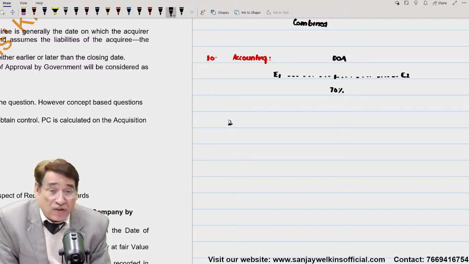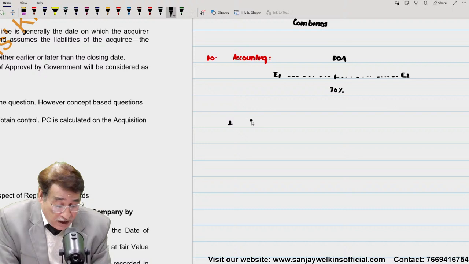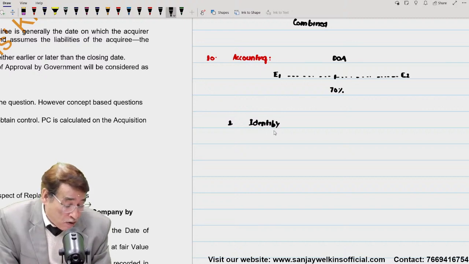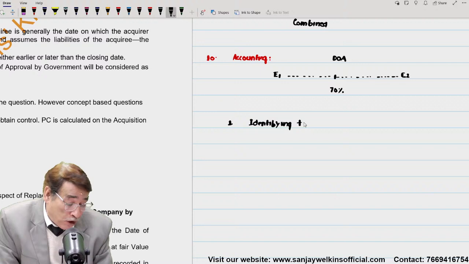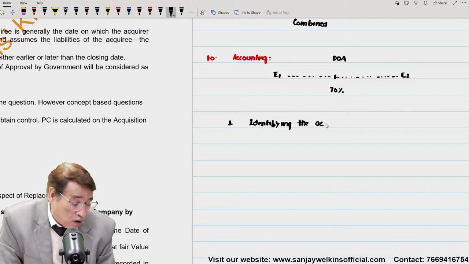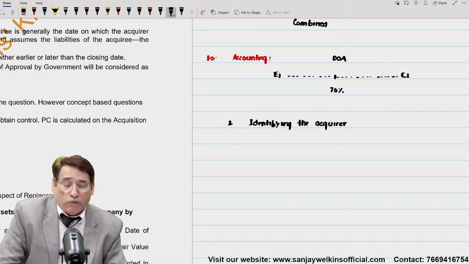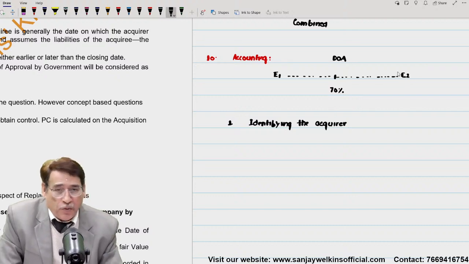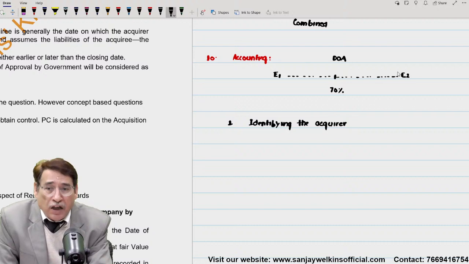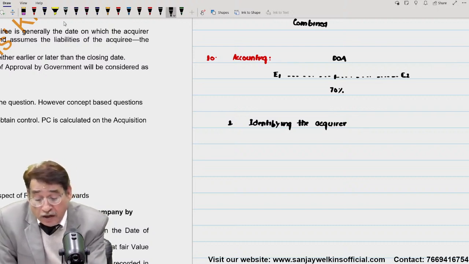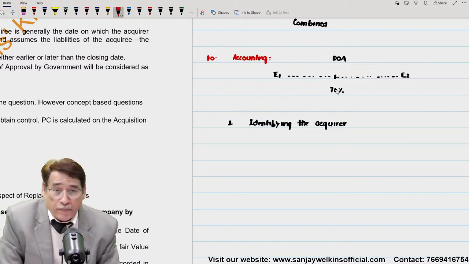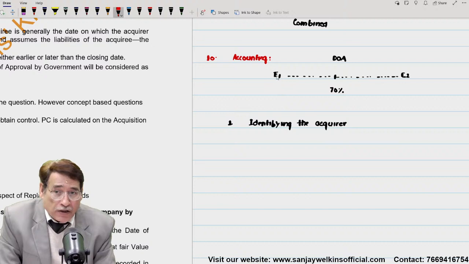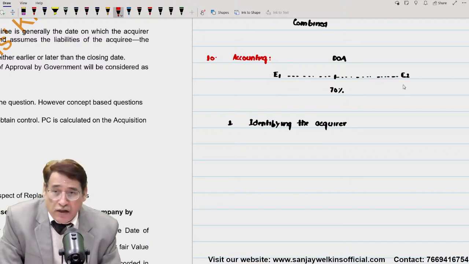So what are the steps involved in doing the accounting? The first step, the standard says, is to identify the acquirer. Now what do we mean by identifying the acquirer? For example, in this particular case, when I say that E1 has got 70% of the stakes of E2, it is quite visible who is the acquirer. Who is the acquirer? You let me know. Obviously, we have got the control, so we are the acquirer and E2 will be the acquiree company.